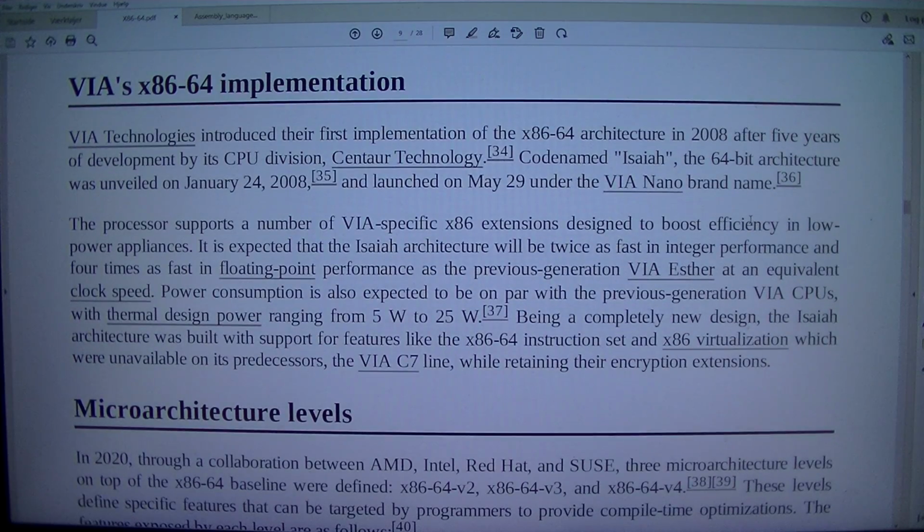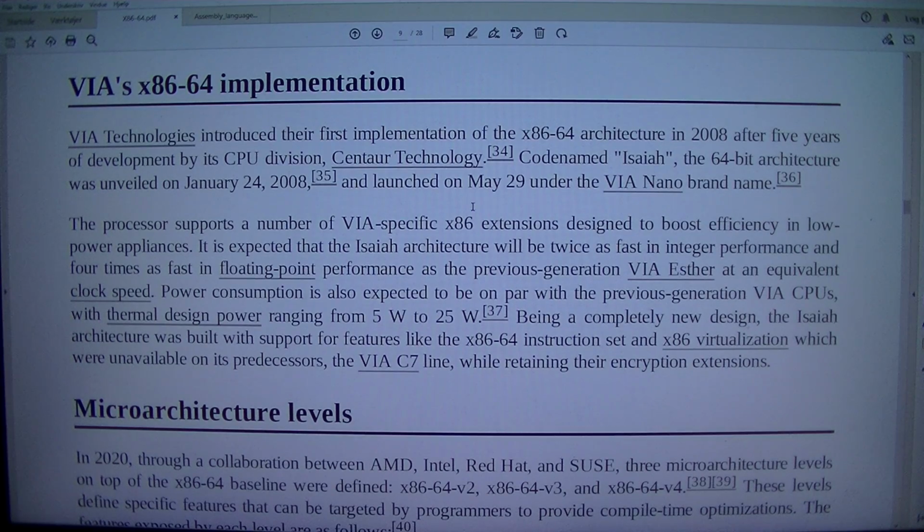VIA's x86-64 implementation. VIA Technologies introduced their first implementation of the x86-64 architecture in 2008 after 5 years of development by its CPU division, Centaur Technology. Codenamed Isaiah, the 64-bit architecture was unveiled on the 24th of January, 2008, and launched on the 29th of May under the Nano brand name.